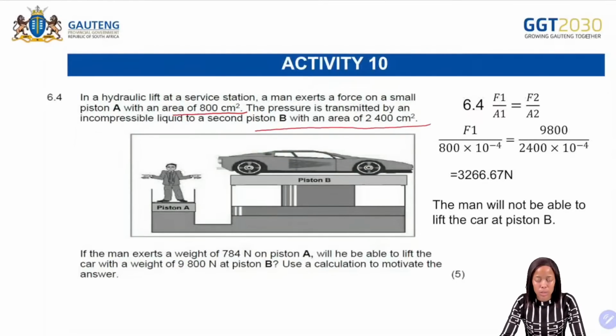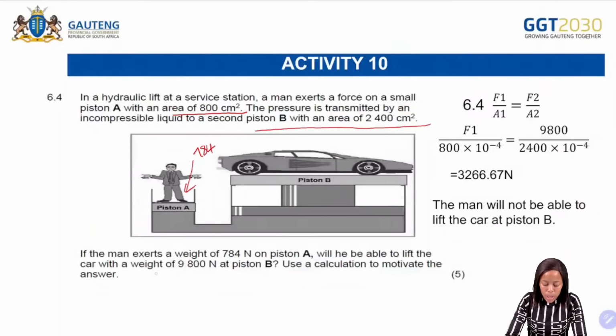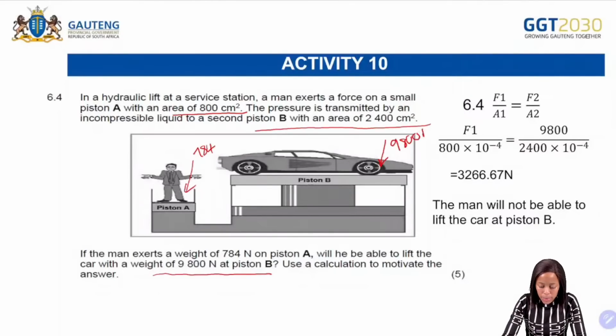2,400 centimeters squared. Now, this man is exerting a force of 784 Newton on piston A. Will he be able to lift the car with a weight of 9,800 Newton here? So will he be able to lift this car?